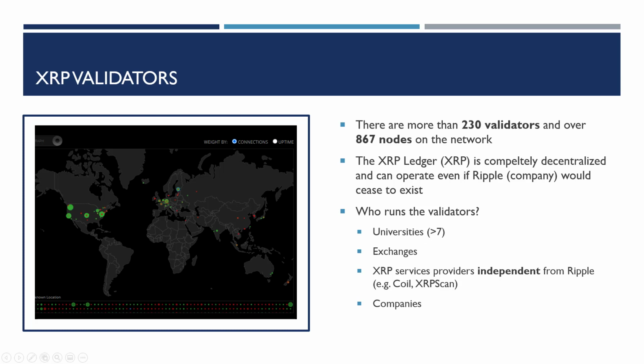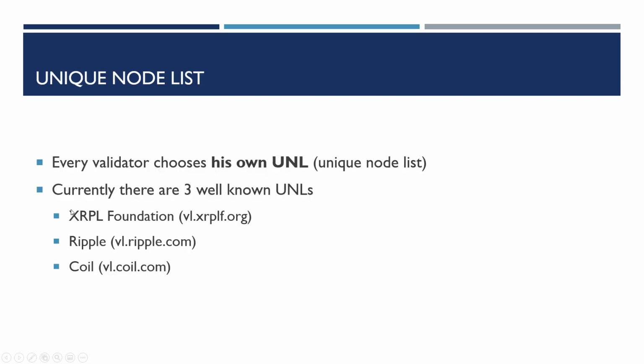Alright, so let's go on to the next slide, to the so-called unique node list. Validators have a so-called unique node list, or they can even have multiple ones. It's very important. A validator can decide which other validators it wants to trust. And in order to do that, it can set its own UNL and say, okay, I want to trust people from this list or that list or that list, or from these 2 lists.